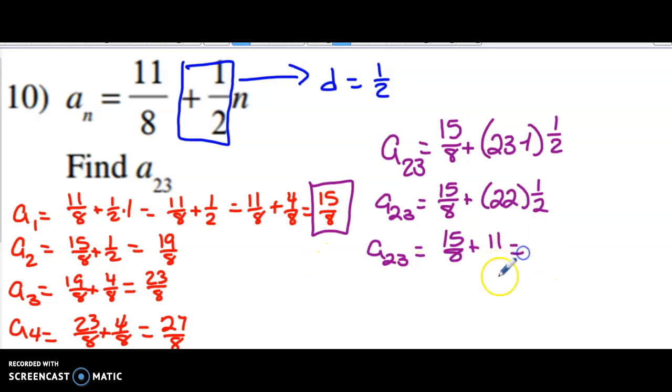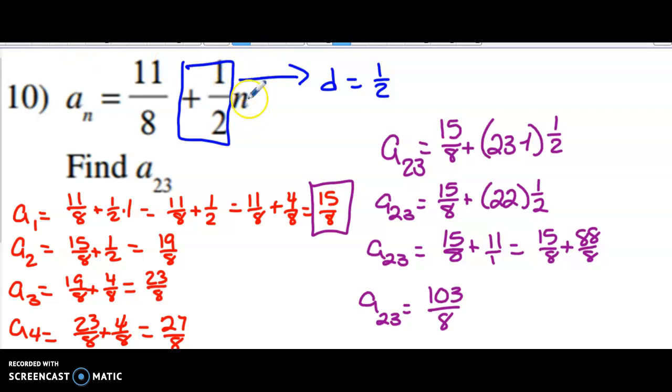If I get a common denominator, because that's the same thing as 11 over 1, that's going to be 15/8 plus 88/8. So a sub 23 gives me 103 over 8. So hopefully that one was pretty easy. Once you remember, whatever's multiplied times your variable n is going to be your common difference. Then you just plug in 1 to find your a sub 1 value.